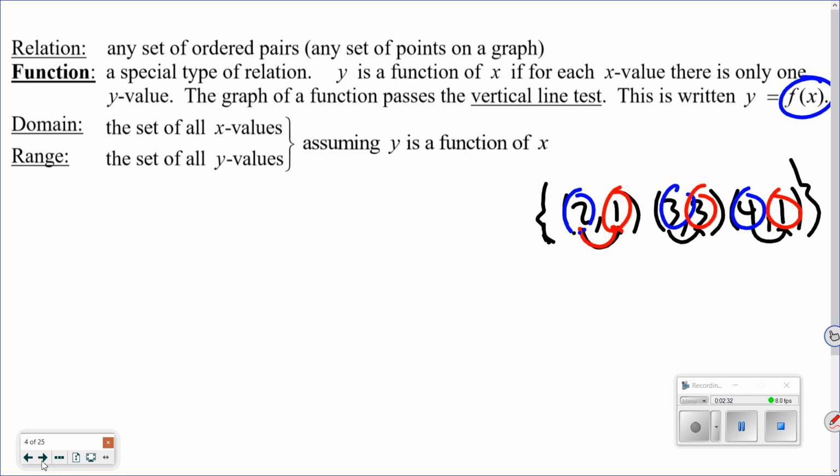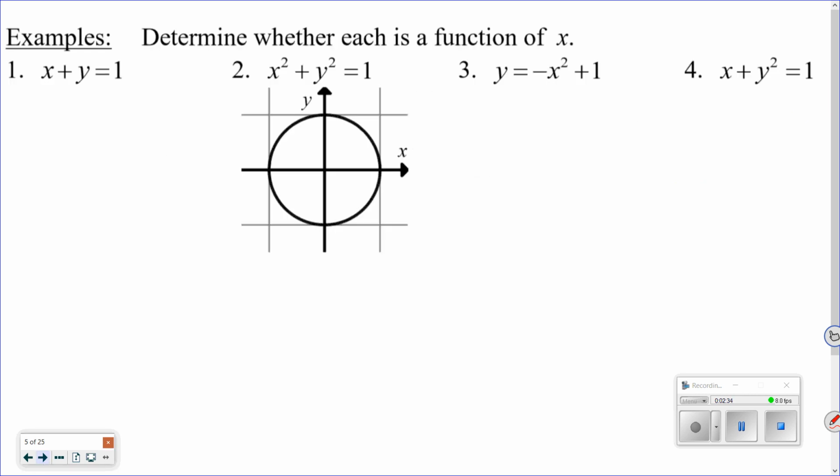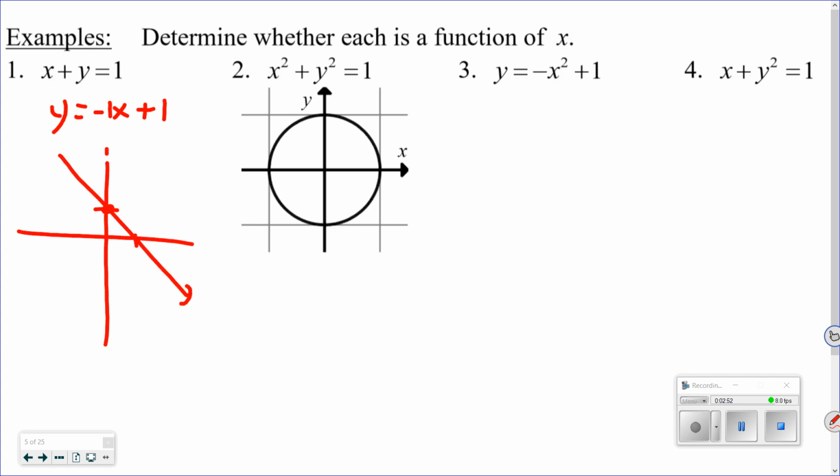Let's look at these examples. We're just going to say, are these functions or not? There's a couple different ways you could look at it. One is you could think of their graph. If I minus the x over, I get y equals negative x plus 1. If I graph that, it crosses at 1, and the slope's a negative 1, so I go down 1 over 1. Okay, so if I run a vertical line across that, that definitely passes the vertical line test. It only touches once as I go across there.